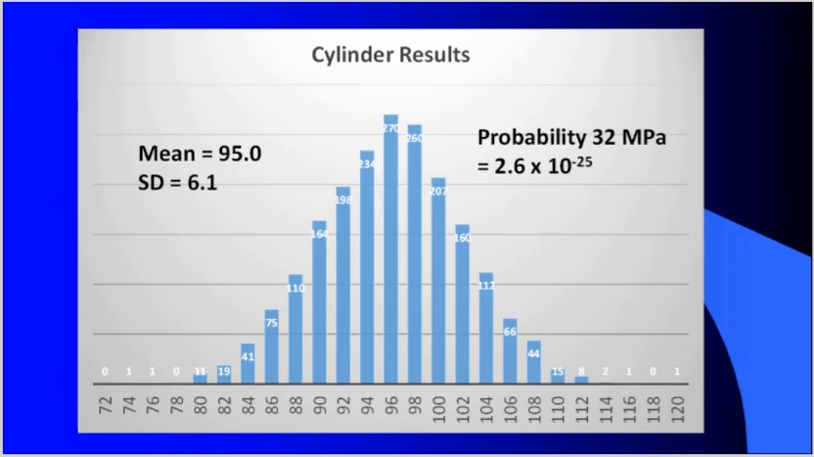Now, if we assume a normal distribution, and we look at the probability of that concrete being as low as 32 MPa, our normal statistical distribution would say that event would happen one time in 2.6 times 10 to the minus 25. And what that means in terms of return period is several thousand times the length of the life of the universe. So as close to zero as you can get.